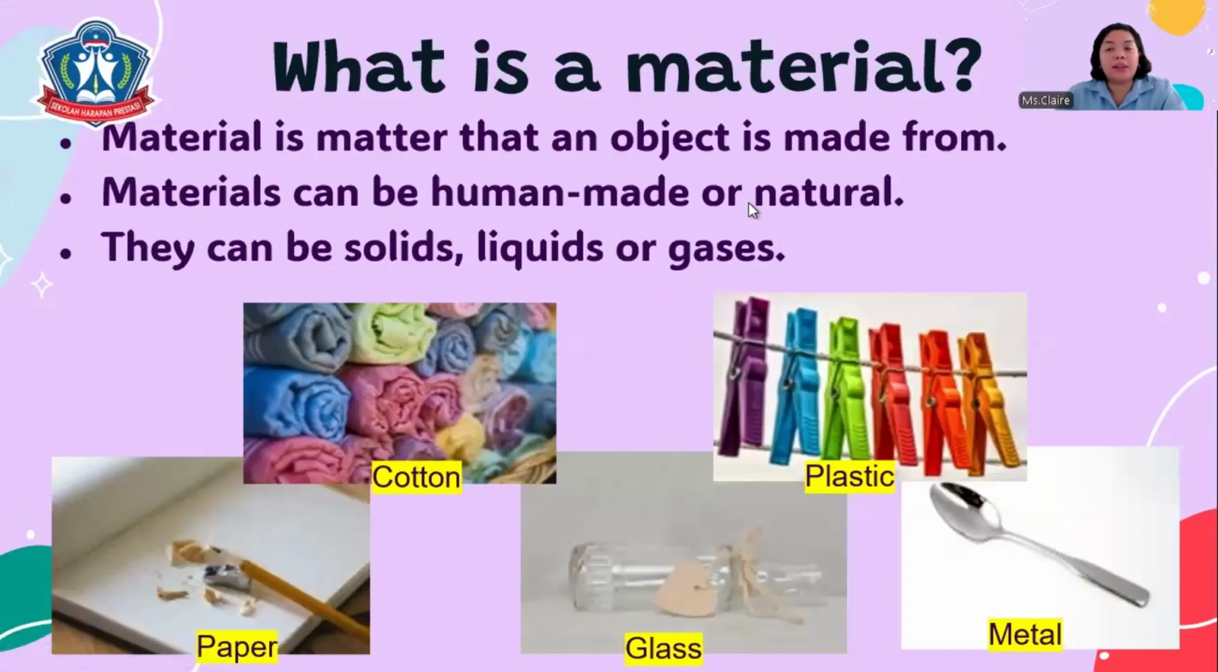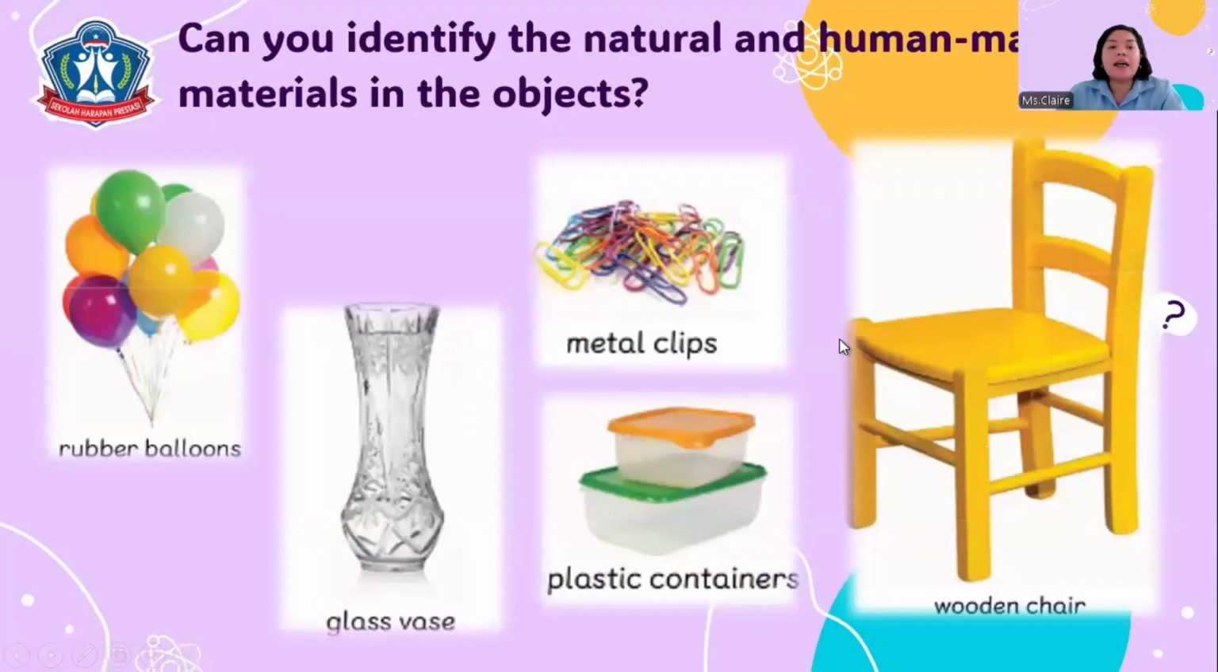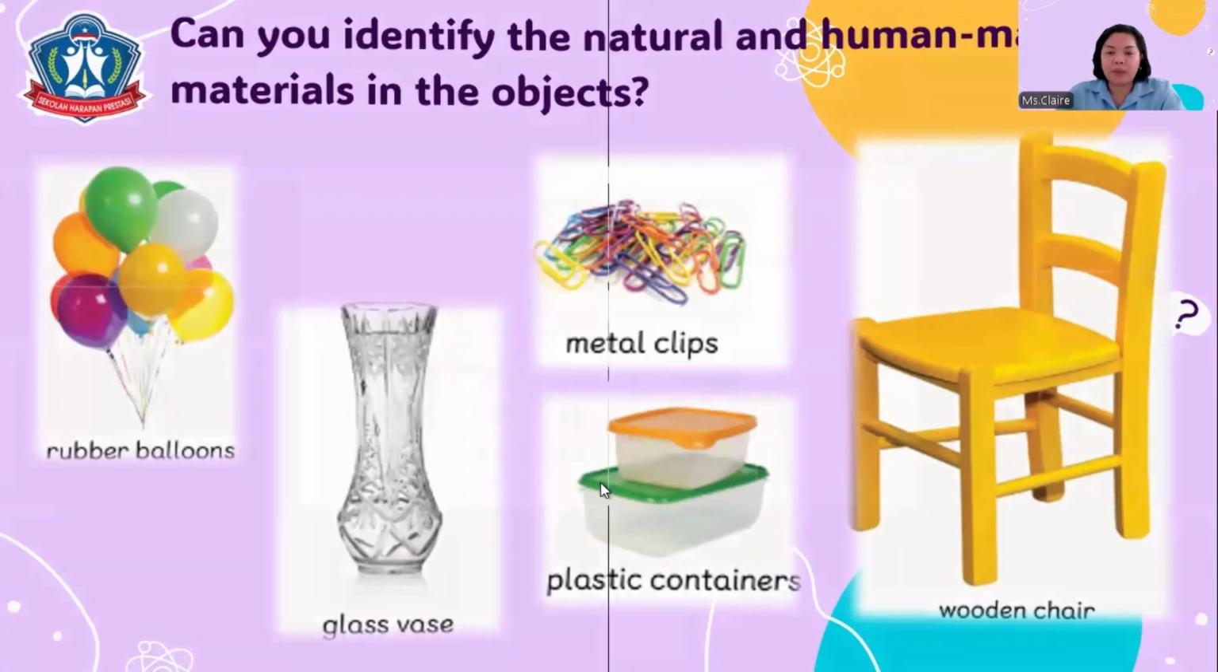Okay, what is a material? Material is matter that an object is made from. Materials can be human-made or natural. They can be solids, liquids, or gases. Examples of materials are paper, cotton, glass, plastic, and metal. These are materials that can be made into some items, right? Now, can you identify here the natural and human-made materials in these objects? If you know the answer, you can share that during our class.